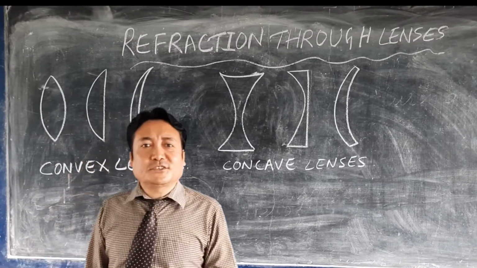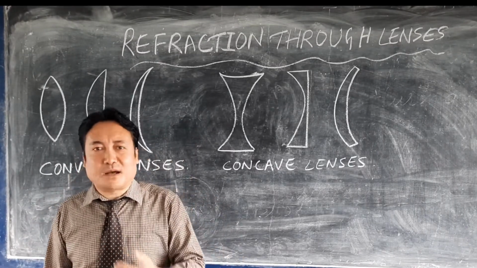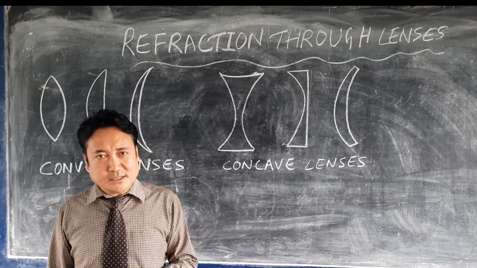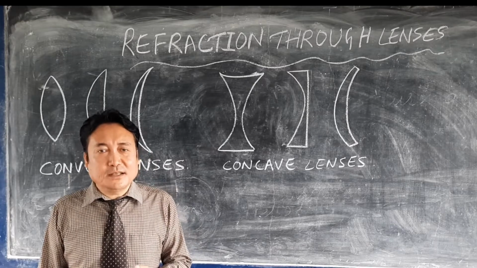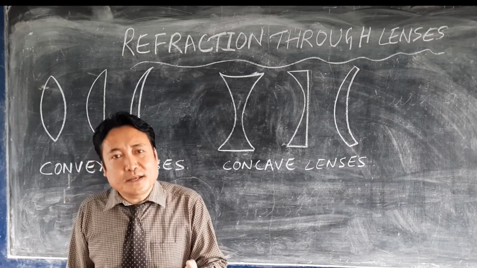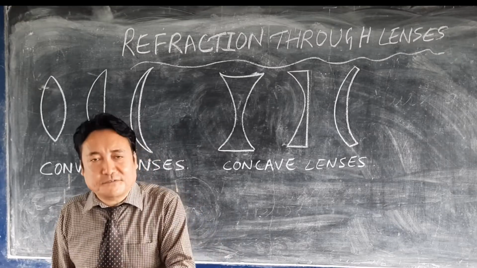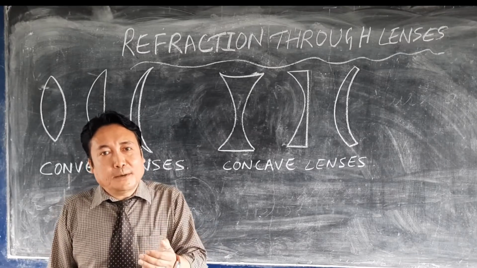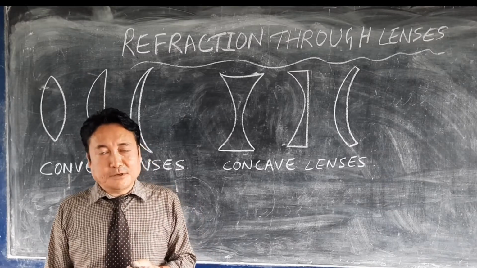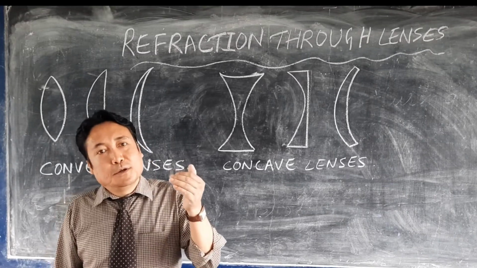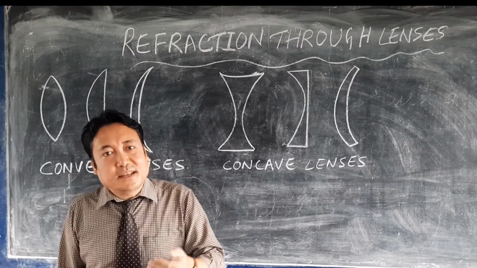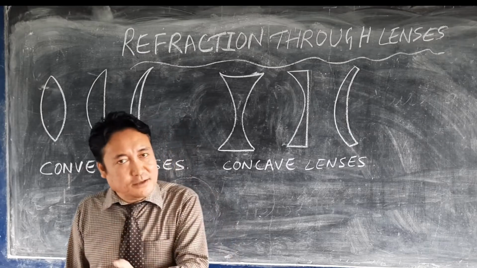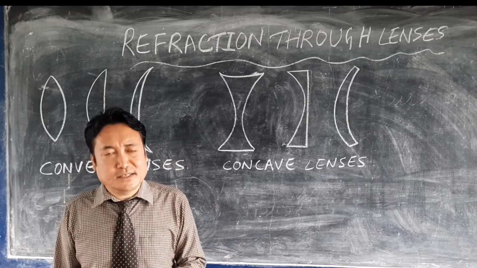Now lens is a transparent optical material. Transparent means that light can pass through easily. Optical means which helps us to see. A lens is an optical material bounded by two refracting surfaces, usually spherical, or one side spherical and the other plane. That is known as the lens.